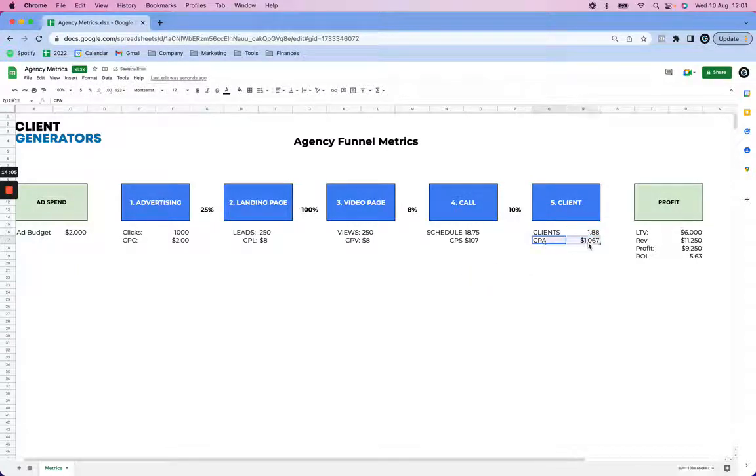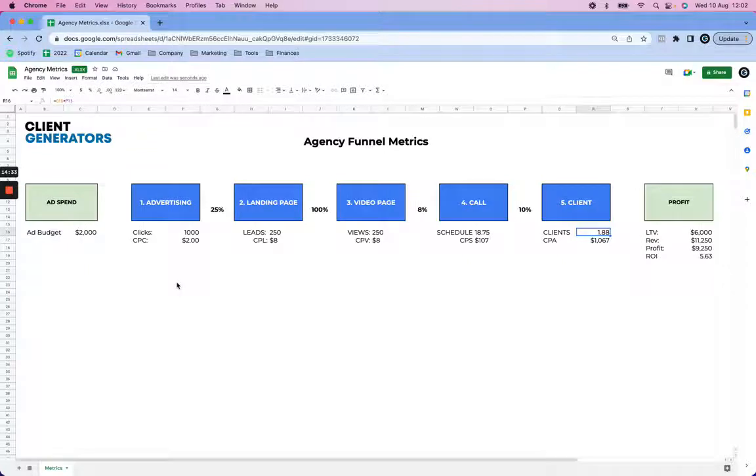That means our CPA, which is cost per acquisition, so how much are we spending to acquire a customer? Well, we're spending just over $1,000. If we spend $2,000 and we make 1.88 sales, that means we spend $1,067 to get a customer. Again, if you were to round this up, say this was 2 clients, you spend $2,000, you get 2 clients, that means your CPA would be $1,000 each, which is essentially what this is saying.